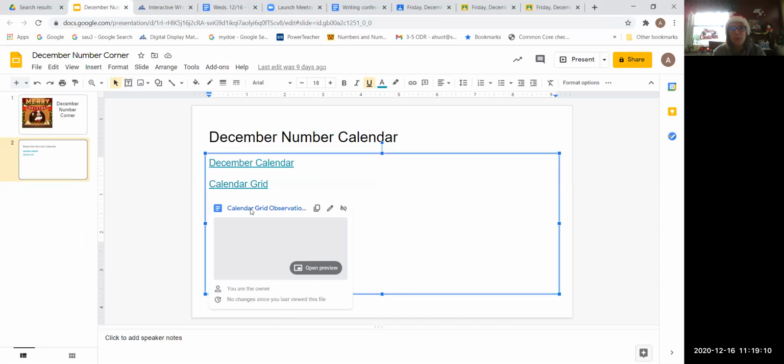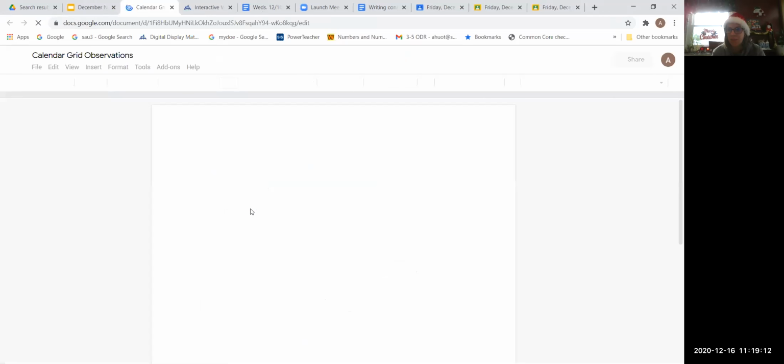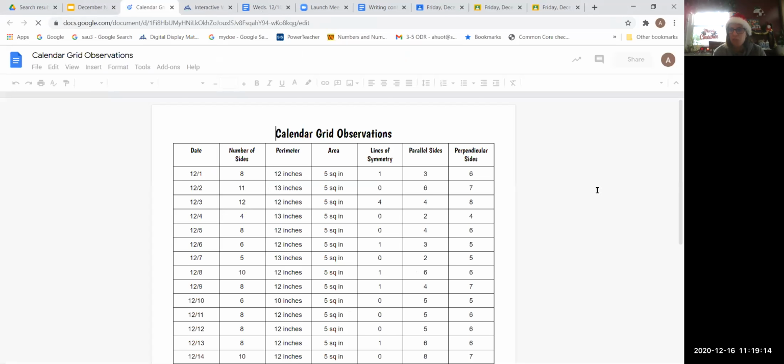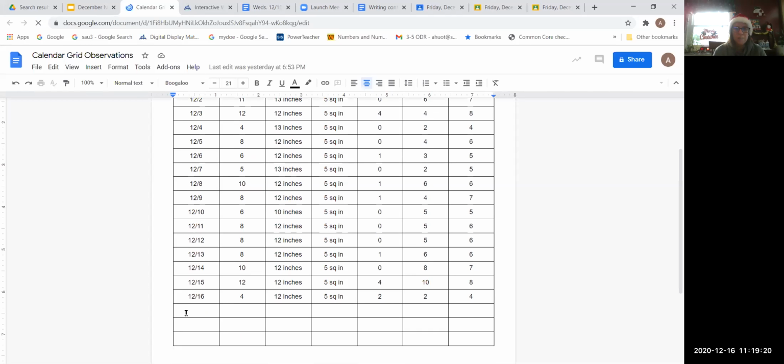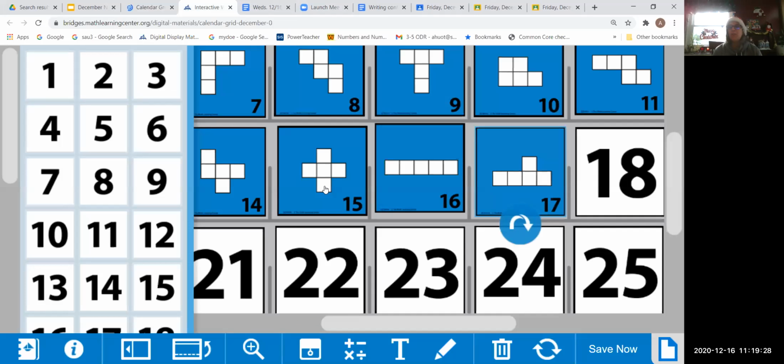Let's go to that calendar grid before I get ahead of myself, because I always get excited about some of these shapes. And we can scroll down. Today is 12/17. If we're looking at the number of sides, we can see that there's only a little bit of a difference between yesterday and today. It looks like it took one of the shapes from the end and plopped it onto the third shape.